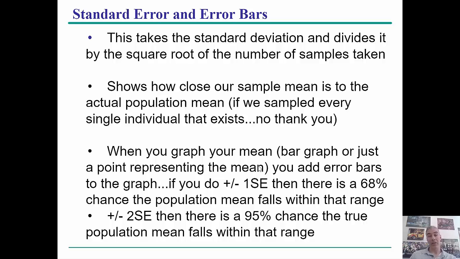So it takes the standard deviation and divides it by the square root of the number of samples taken. The larger your sample size, the smaller your error will be. So if you have a very large sample size, it will actually decrease that error as you increase the sample size.